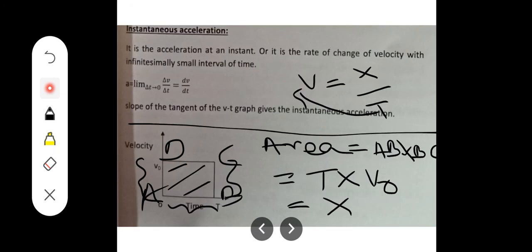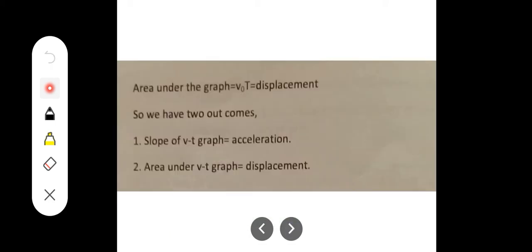So whatever the nature of the graph, suppose it is asked what is the area under the velocity-time graph, whatever the nature of it, the area under it will give you the value of displacement. Remember this, it is very, very important. Also two more points we have to remember in this part: slope of the VT graph gives acceleration, and area under the VT graph equals displacement. These two things you remember.